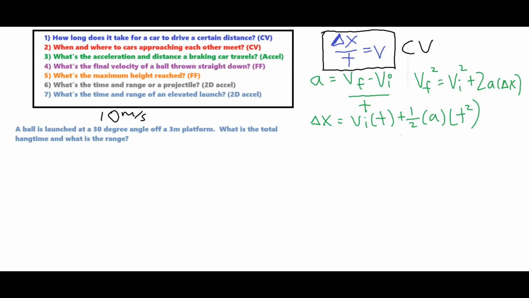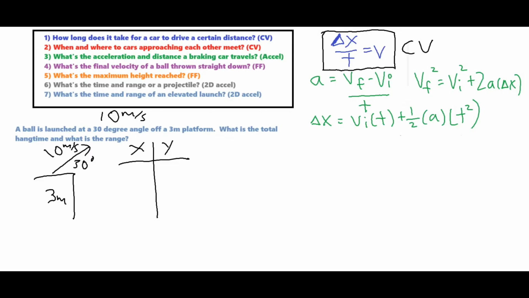That actually changes the complexity of the problem quite a bit. So it's a 3-meter platform, and it's fired at 30 degrees and 10 meters per second. All right, so same as before, we're going to go ahead and use our x and y column.